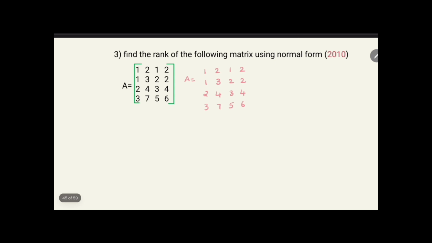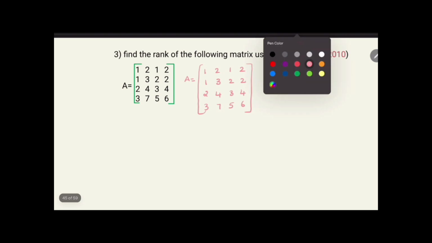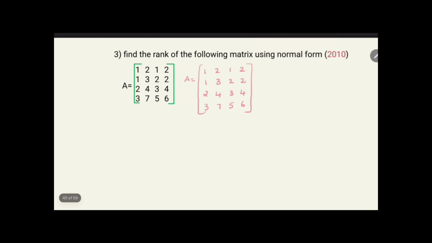What is the first step? The first step is I should make 1, but it is already 1, so no need of any operation. The next step is I should make these 3 elements 0. For that I should make use of the first row. So let's see what the operations are here.